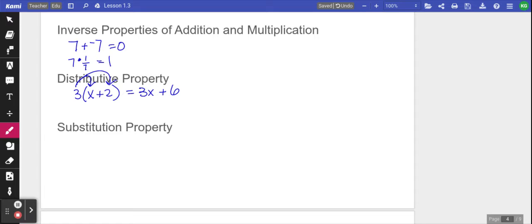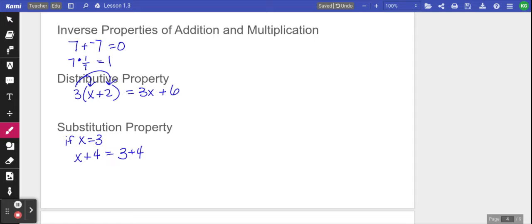And the substitution property we did in Chapter 1, Lesson 2. So just a reminder, if x equals 3, and I have the equation x plus 4, I would rewrite it as 3 plus 4. So I'm substituting the x in for 3.